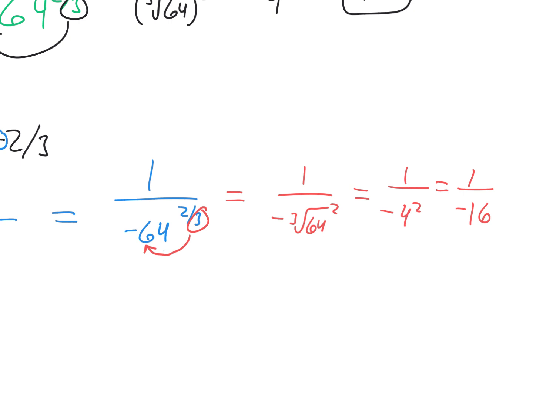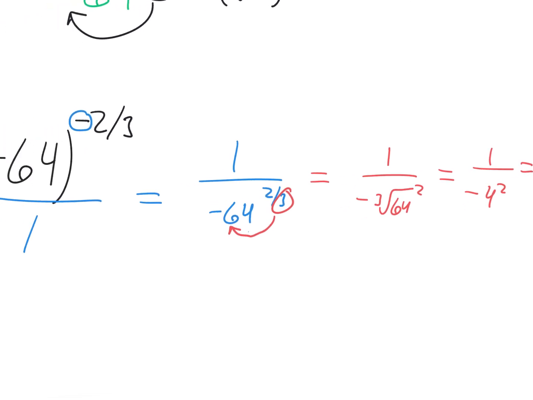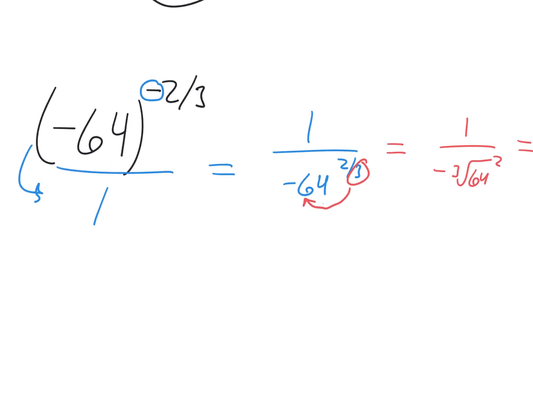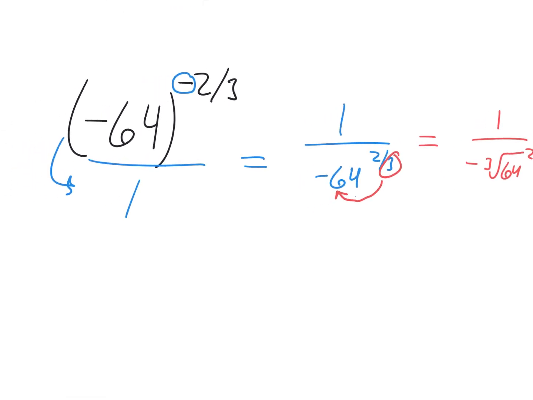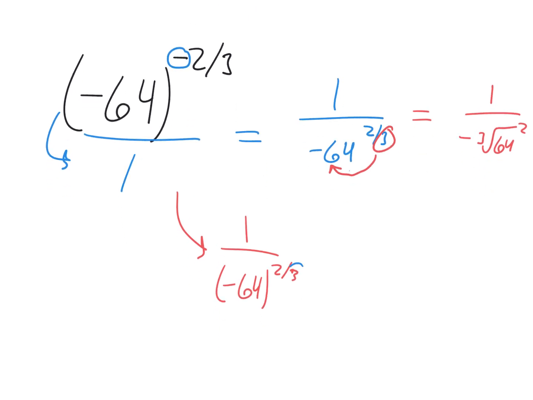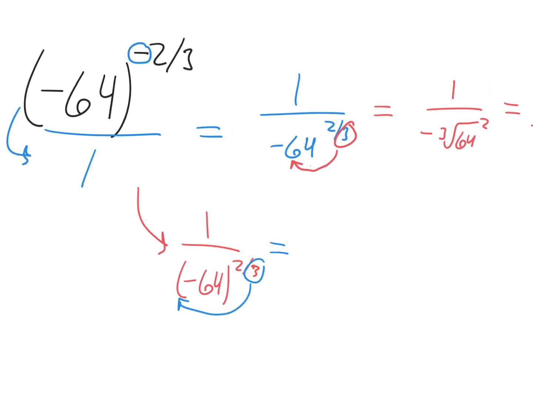All right, do we see why that's not correct? Or do I need to explain that a little bit? All right, so when moving it from the top to the bottom, the parentheses don't go away. So this is how it should look. 1 over negative 64 to the 2/3, like that. And then that cube root should be over the entire thing.